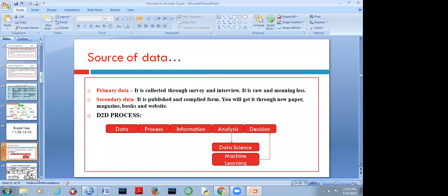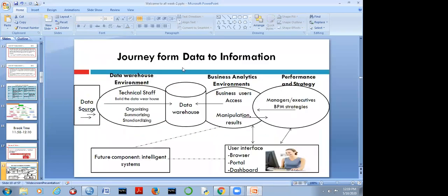Any doubt? No, ma'am. This is the journey from data to information. I just made this. You collect the data from various sources. Then technical people create a data house: they organize, summarize, standardize. Then a data warehouse is built, and then analytical people use it.